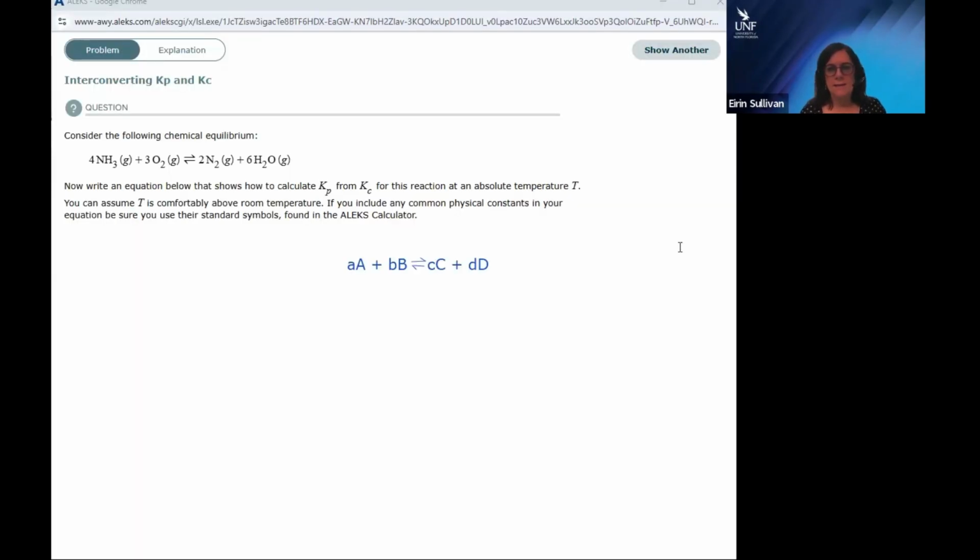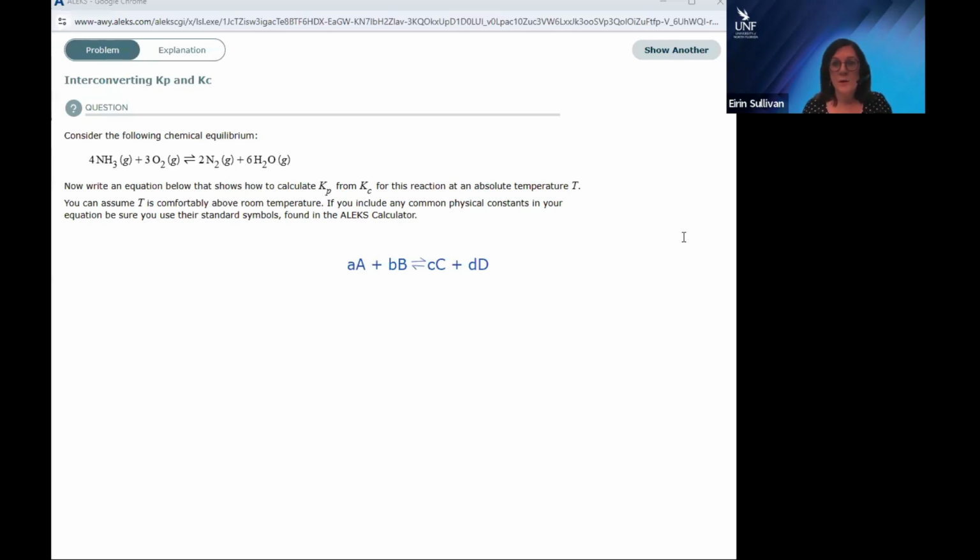So how do you convert Kp and Kc? Well, you can derive it by substituting into the ideal gas equation, essentially PV equals nRT. If you rearrange that, you get n over V, which is the number of moles per volume in liters, that is concentration, molarity, right? So you can find a relationship between pressure and molarity, and the difference is RT, the gas constant times the temperature.